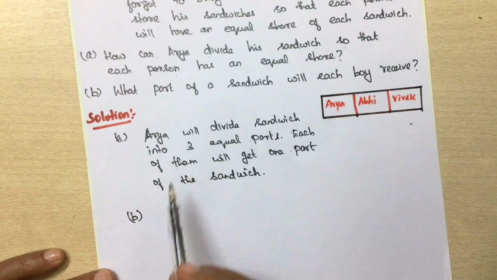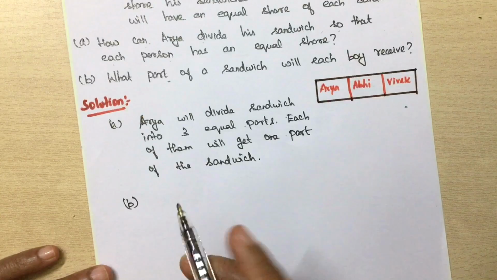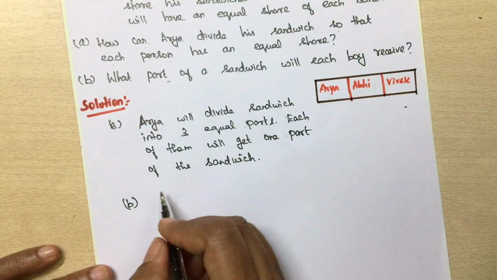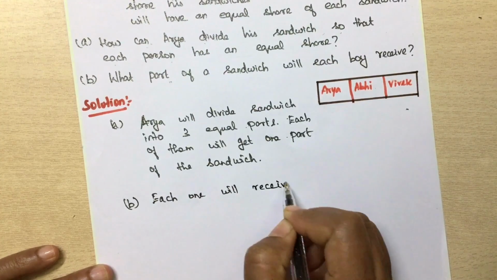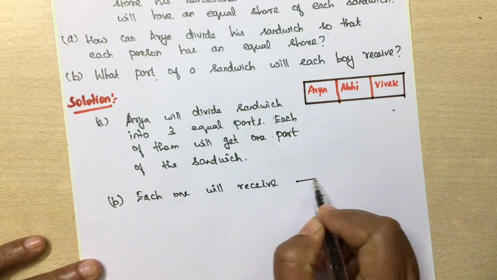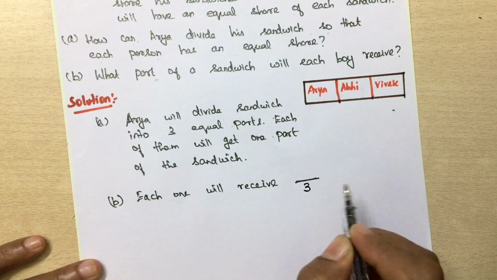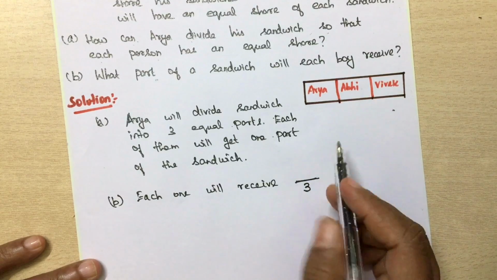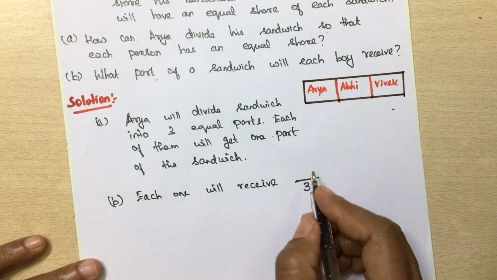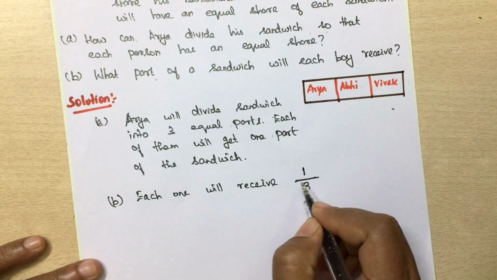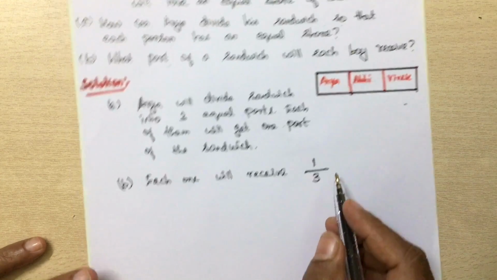Next, part B. What part of the sandwich will each boy receive? Okay, so here each one will receive the whole is divided into how many equal parts? Equal parts will be always mentioned at the bottom, denominator 3. Now each person will get 1 each. So each one will get 1 part of the share. Okay. Now the required fraction is 1 by 3.